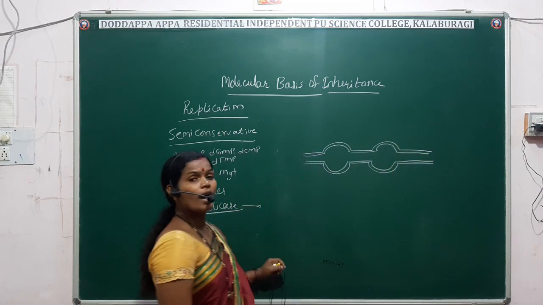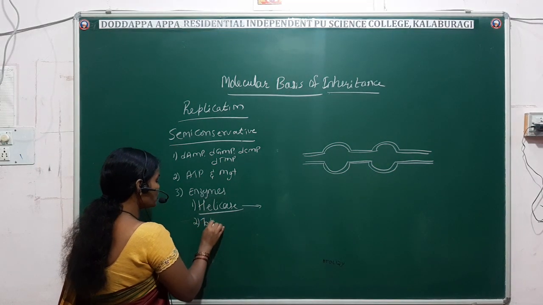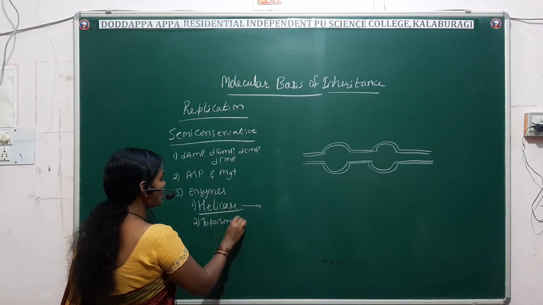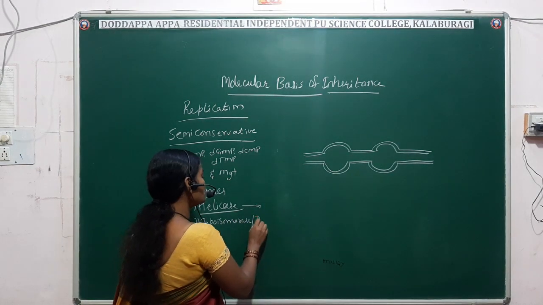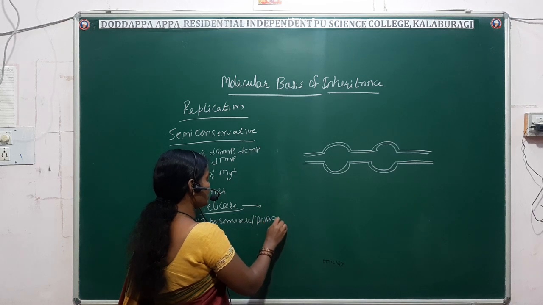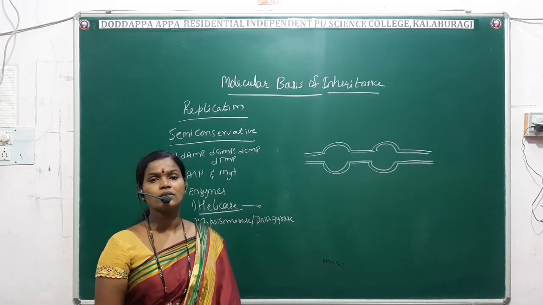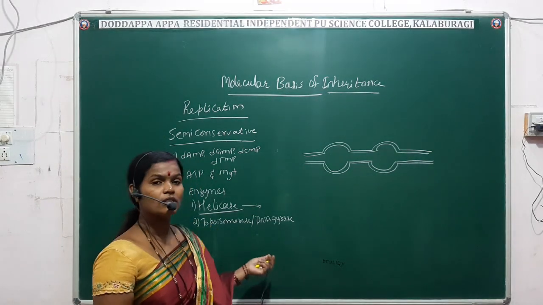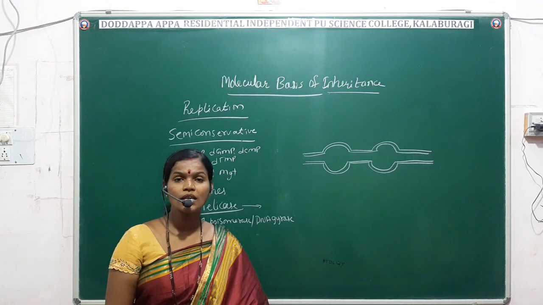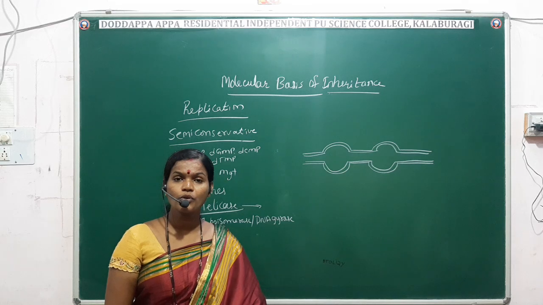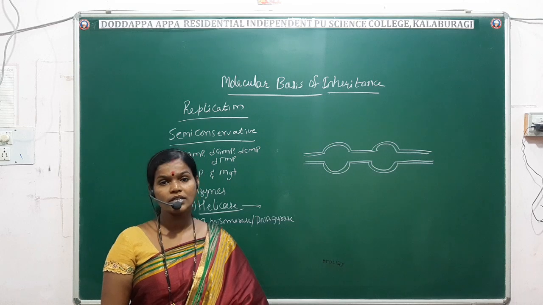After the loop or bubble formation, the second enzyme comes, that is topoisomerase, also called DNA gyrase. Now students, what is the function of topoisomerase or DNA gyrase? It is to break and reseal the DNA strand.